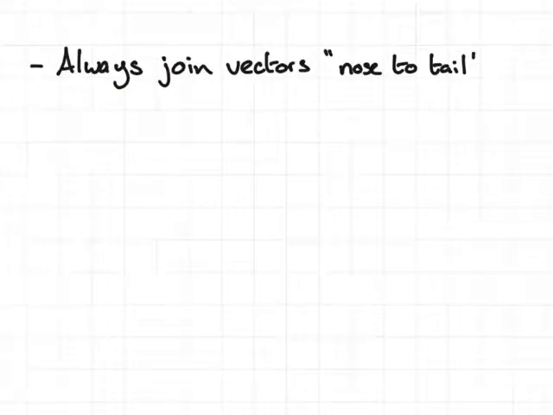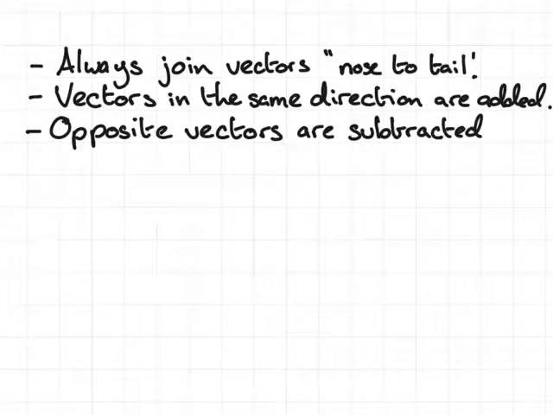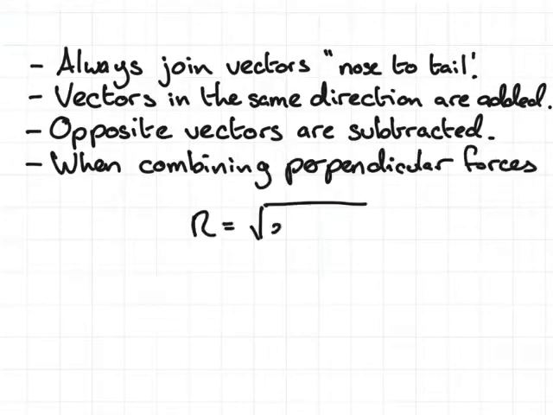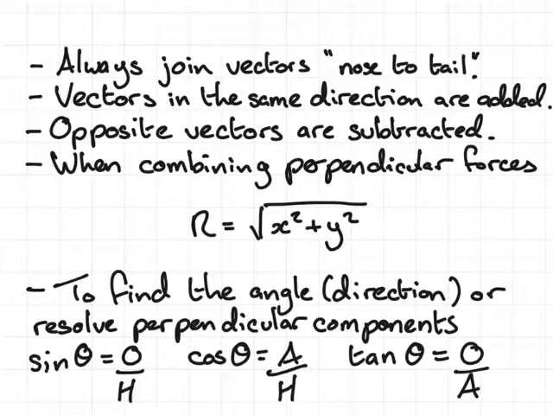So just to summarize a few points, guys. First one, always join vectors nose to tail. Vectors going in the same direction are added together. Vectors acting in the opposite direction are subtracted away from each other. When combining perpendicular forces in the x-axis and y-axis, the resultant equals the square root of x squared plus y squared. And to find the angle or resolve perpendicular components, we use SOHCAHTOA, where sine theta equals opposite over hypotenuse, cosine theta equals adjacent over hypotenuse, and tan theta equals opposite over adjacent.